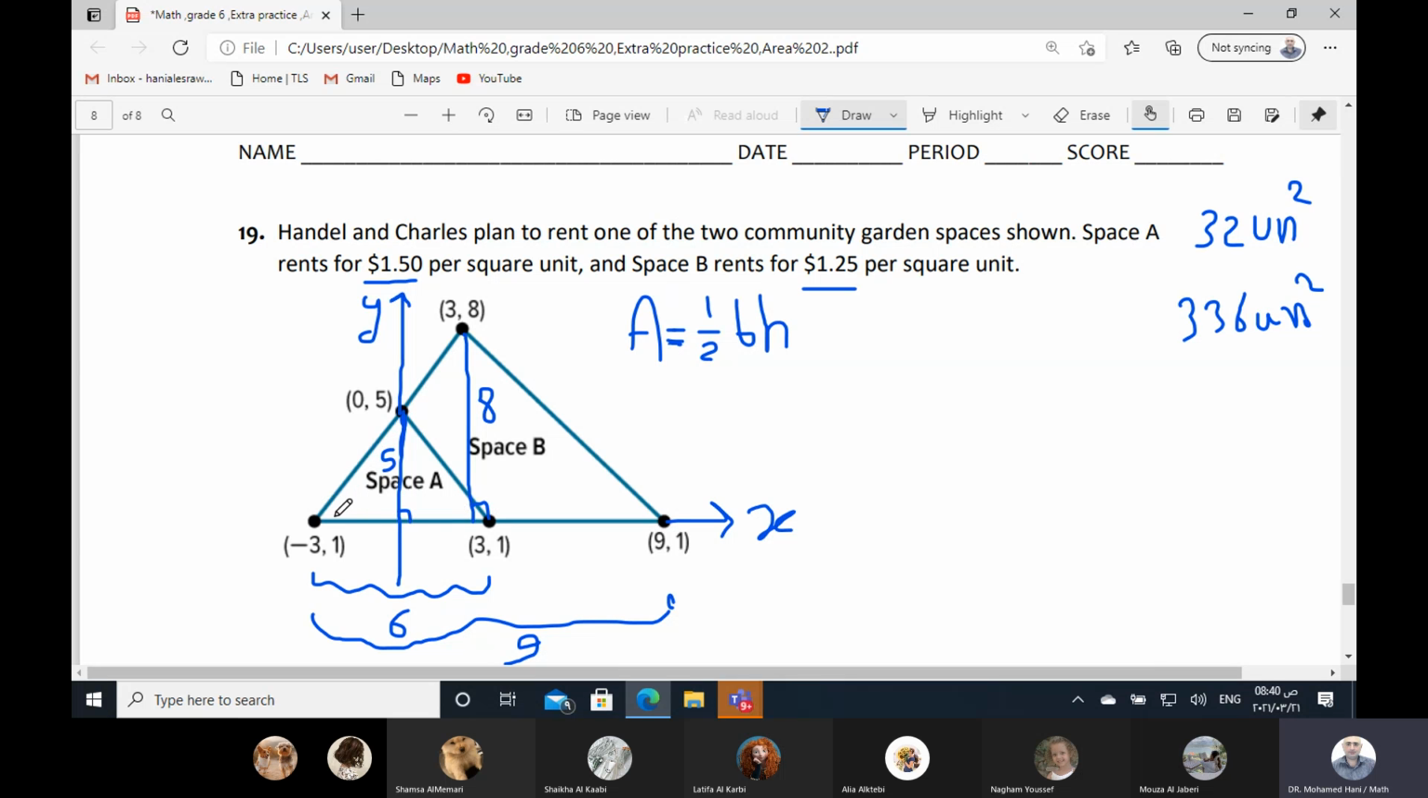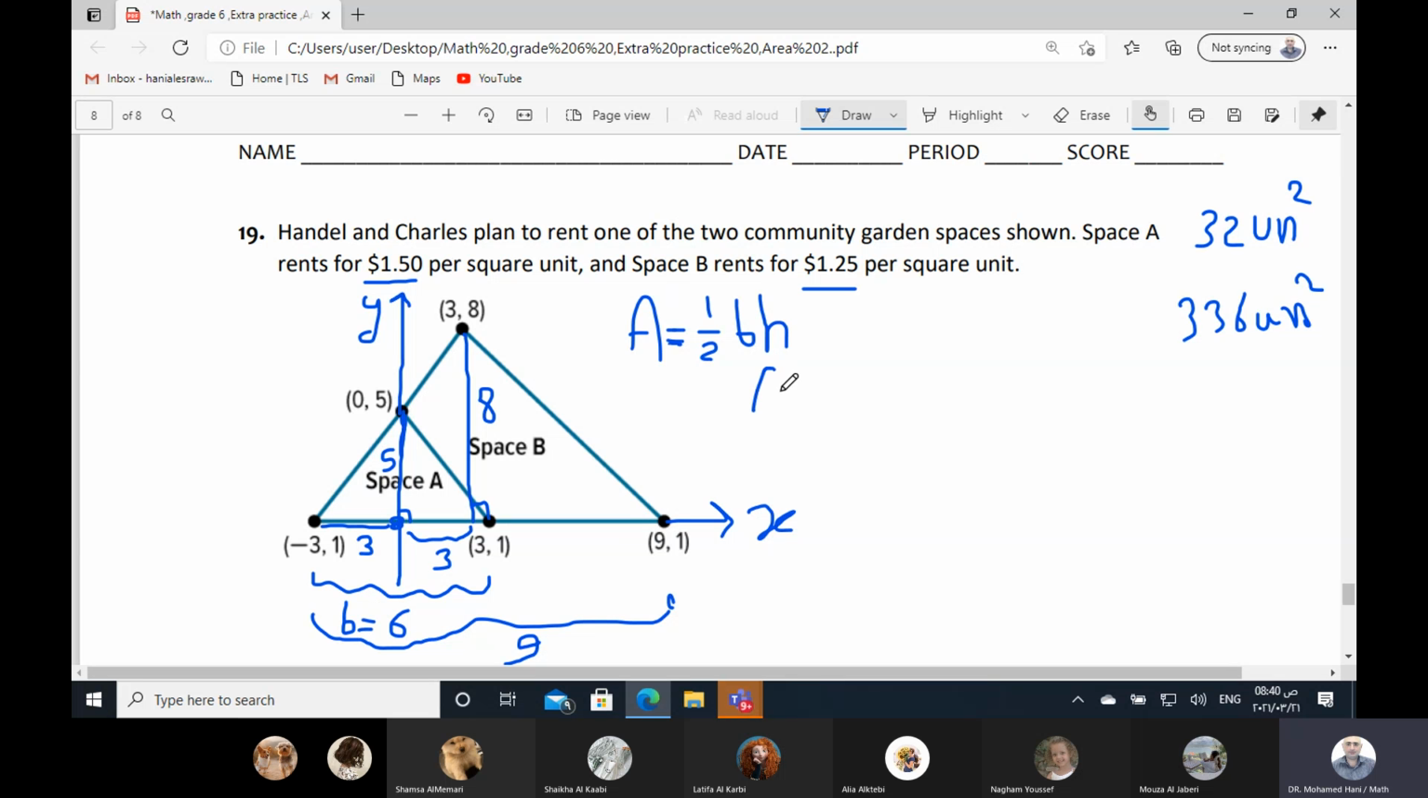Now I draw the coordinate plane to represent the base. This is the origin. From here to here we have 3, because the point (3, 1) means x is 3. And from here to here we also have 3, because here we have (-3, 1). 3 plus 3 will be 6. So the base here equals 6.